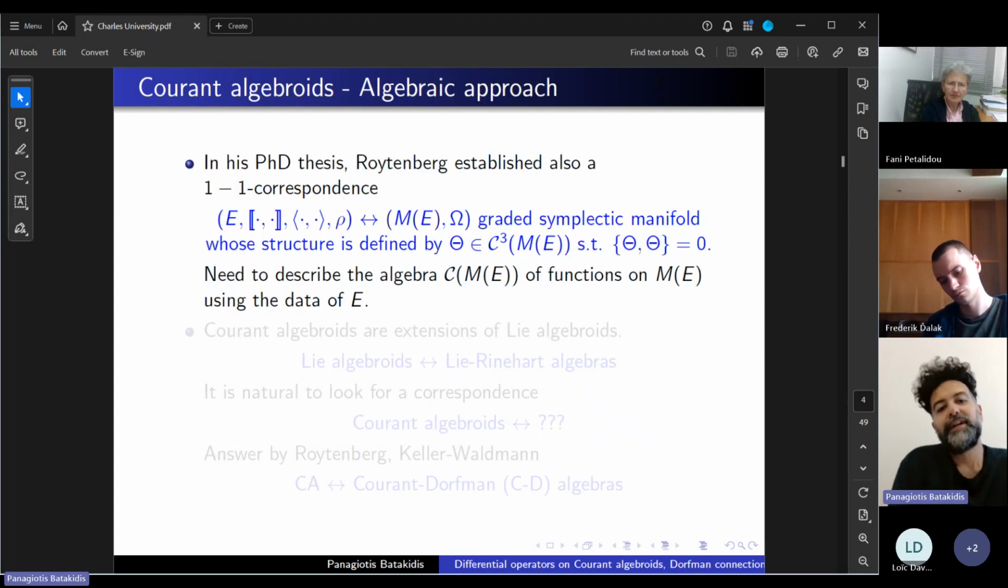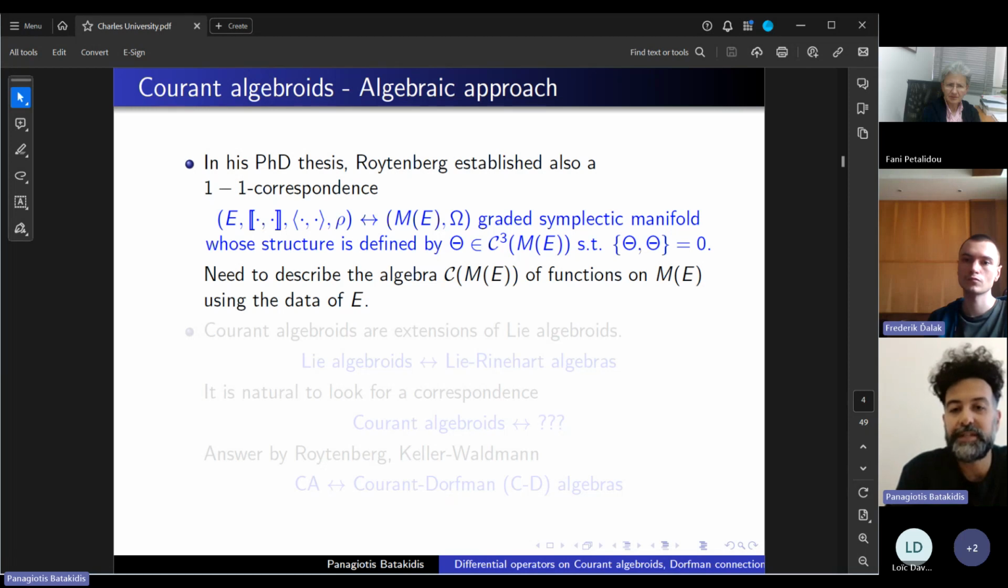So about Courant algebroids, the main thing that I will have to recall is that due to Roytenberg, there is a correspondence between these kinds of structures and a graded symplectic manifold, and this graded symplectic structure is encoded in this function that we usually denote as theta. It's commuting with itself with the induced Poisson bracket, and then you want to better understand what the algebra of functions on this graded symplectic manifold is.